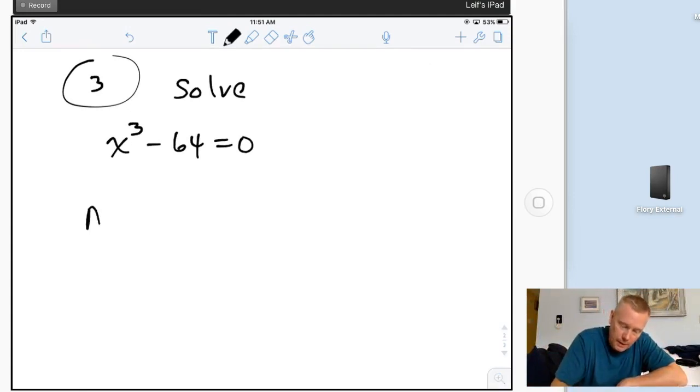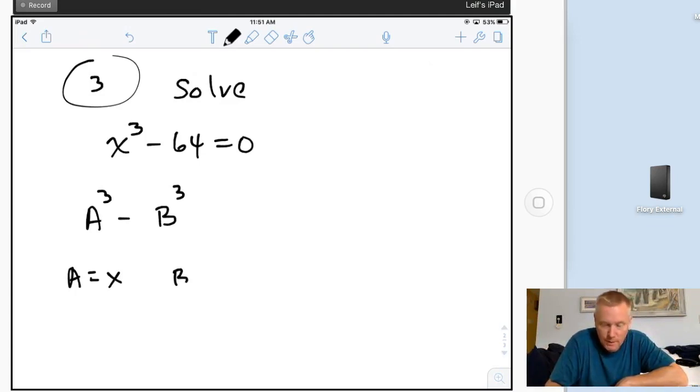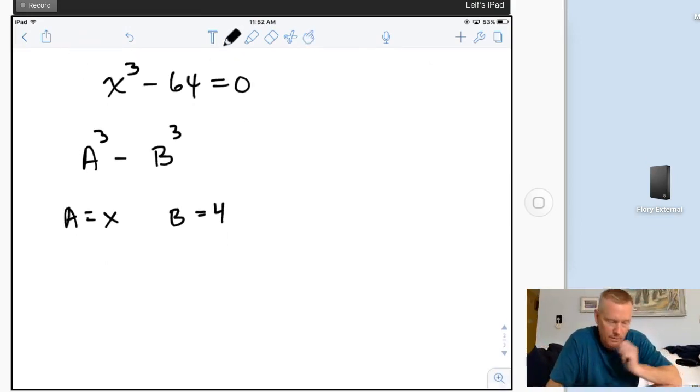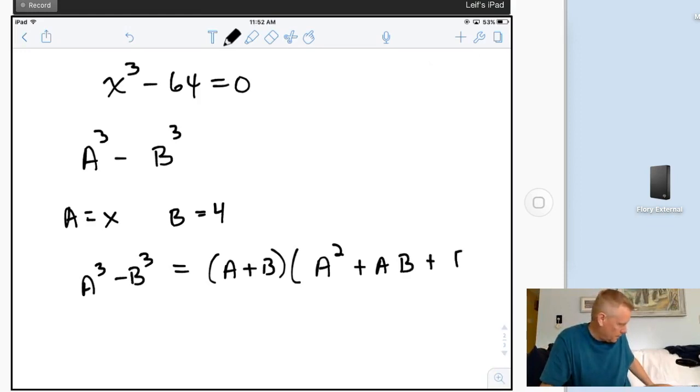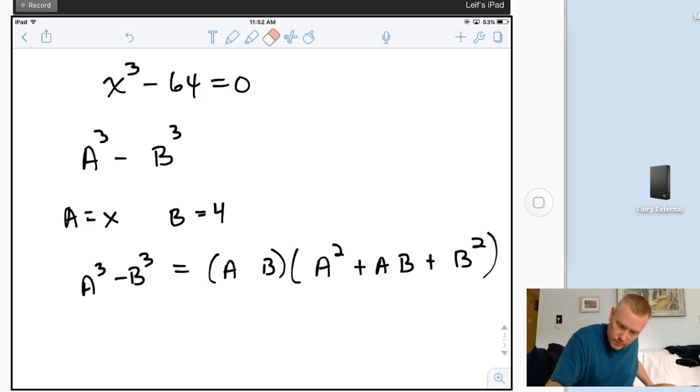All right, so what's a and what's b? Well, the third root of x to the third is x, and the third root of 64 is 4. Okay, 4 times 4 times 4 is 64. All right, so now I'm going over here. Now I've got my formula. Okay, my formula is a cubed minus b cubed equals a plus b times a squared plus ab, except I made a mistake over there. I'll fix it in a minute. Plus b squared. This is a minus. That's a mistake.